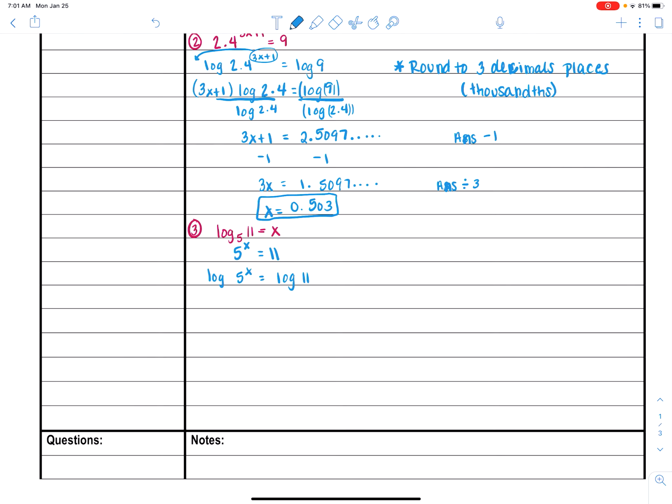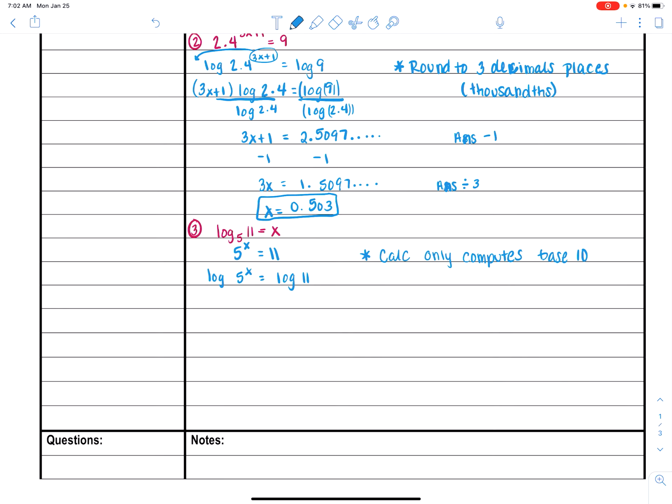Now, another reason you have to do this is your TI-84 calculators, all your scientific calculators, can only compute base 10. So the calculator can only compute that most common log of base 10. So you can't type log base 5 of 11 into your calculator. So we changed it to exponential form. That doesn't work. So now we're going to take the log of both sides, a base 10 log.